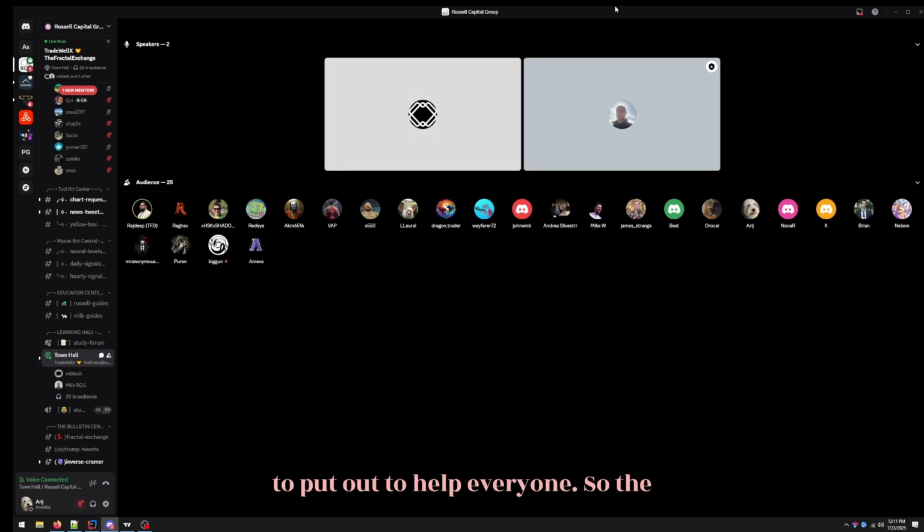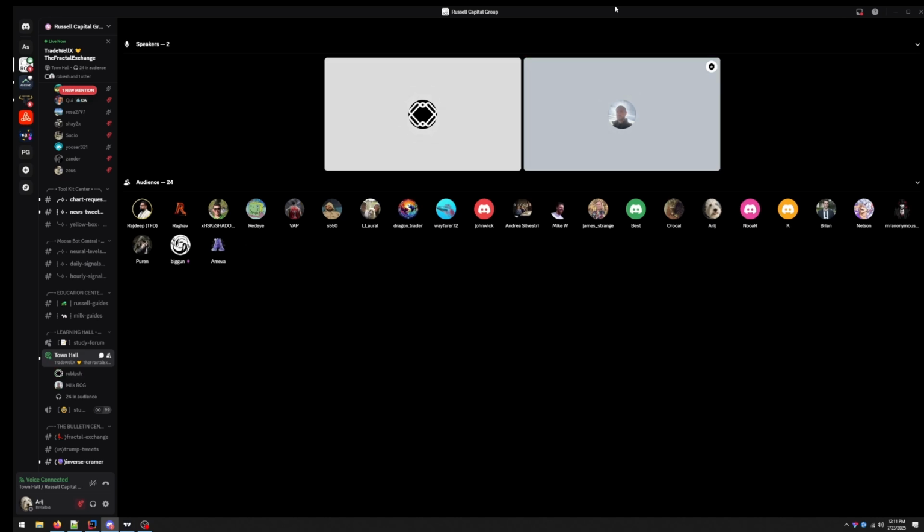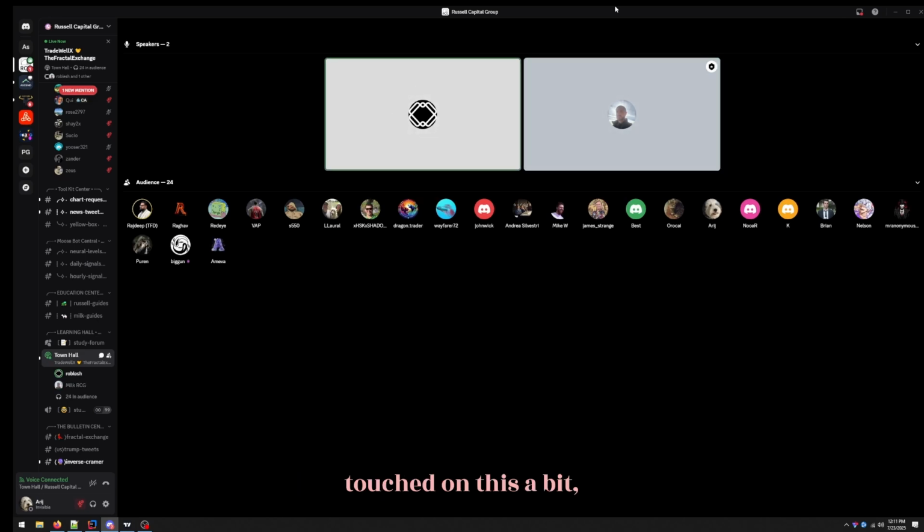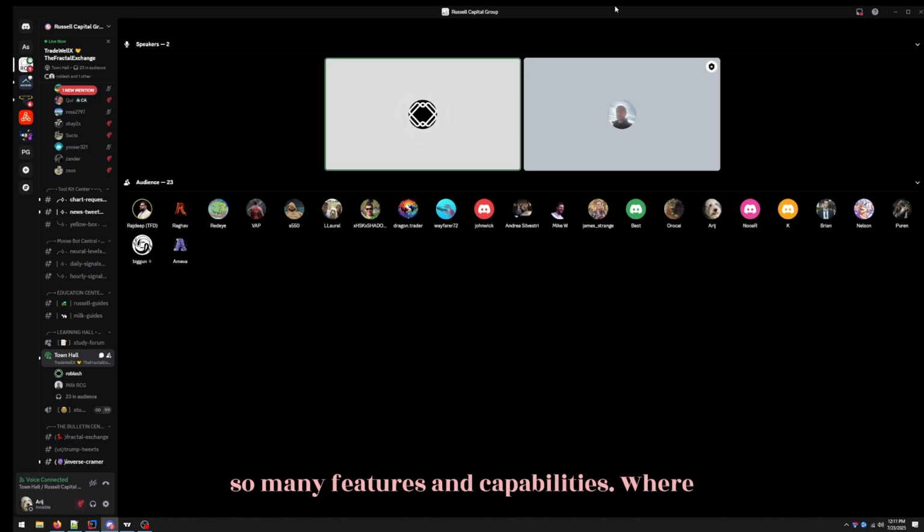So the fractal has many features to it. And one of the things that I like to really consider regarding the fractal is approaching the information in two ways. One is contextual, and the other is actionable. If you watch the live stream that I did with the Futures Desk prop firm, I touched on this a bit. But one of the intimidating things regarding the fractal is that there are so many features and capabilities.